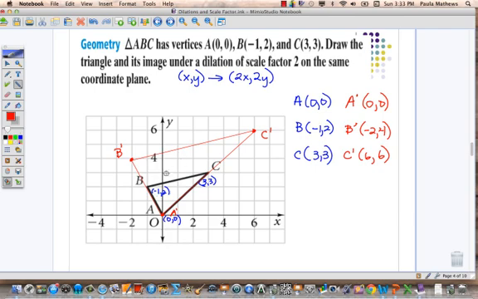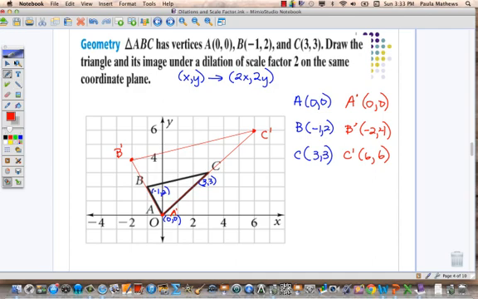Okay, so there is a dilation. It has created corresponding sides, but my angle measures are still congruent. Angle B and B prime are still congruent. Angle C and C prime are congruent, but the ratios of corresponding sides are proportional. Okay?